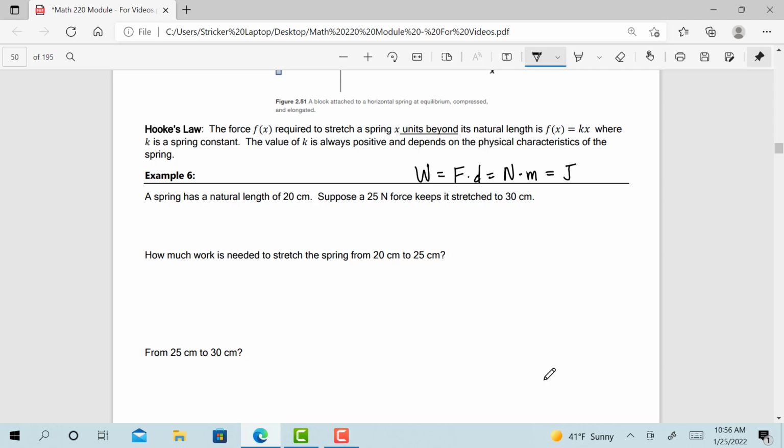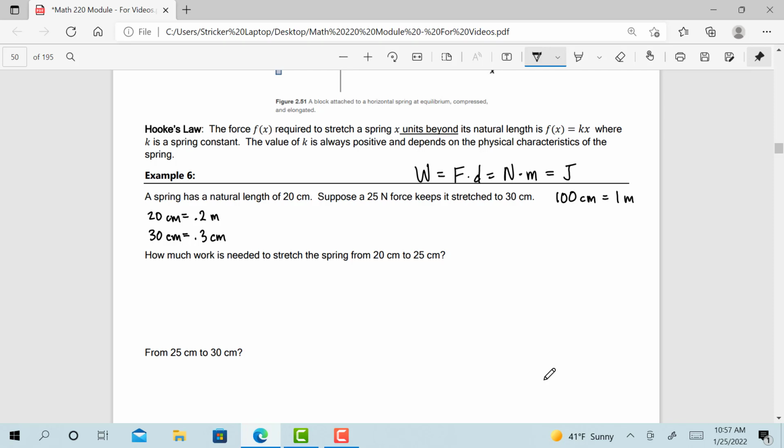Notice in this problem, it gives us our lengths in centimeters, so we are going to need to convert those both to meters. Remember, there are 100 centimeters in 1 meter, which means in order to convert these to meters, you're going to have to divide by 100 or move the decimal place 2 places to the left. So 20 centimeters is equal to 0.2 meters, and likewise, 30 centimeters is 0.3 meters.